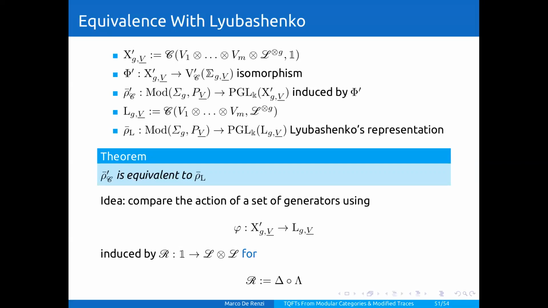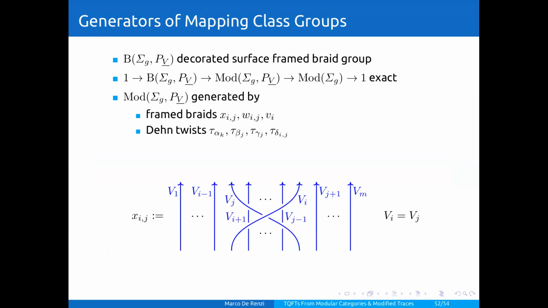Instead of giving you the proof, let me give you an example of a computation. To give it, I first need to tell you what is, in general, the set of generators Lyubashenko considers. It is a classical topological fact that the mapping class group of a punctured surface fits into a so-called Birman exact sequence. So in fact, it can be expressed as an extension of the mapping class group of the surface without decorations, extended by a group that in our case is the group of decorated surface framed braids.